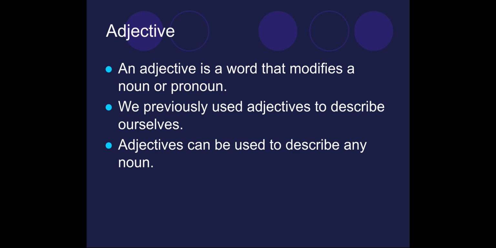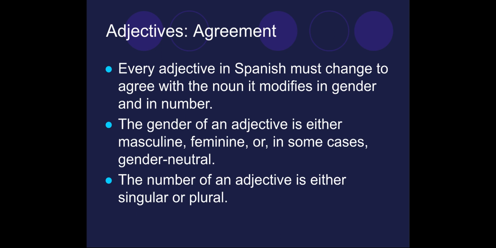But adjectives can be used to describe any noun. The basic rules are the same. Every adjective in Spanish must agree with the noun it modifies in gender and in number. So each noun is either masculine or feminine. El guisante or el sandwich is masculine. La bebida is feminine. But if I said los sandwiches or las bebidas, then those become plural.